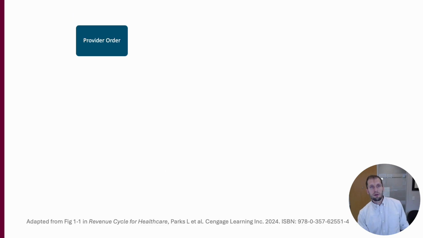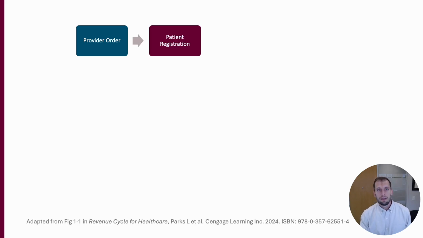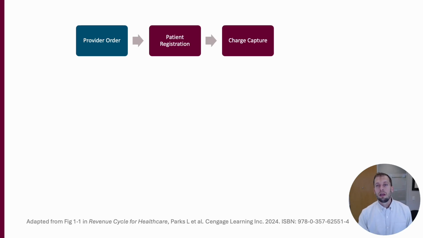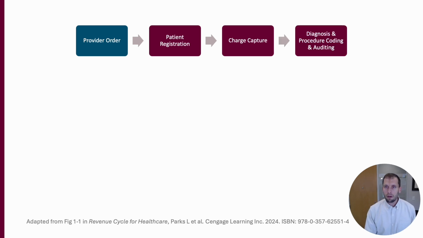Okay. So we can walk through it in a little bit more detail, and there's the process of providing the actual services. Okay, so this is what's taking place during the care. So you put in an order, let's say for a patient to get a particular procedure. They come in, they register. Okay, and then the charge capture. That's where we actually capture that, hey, this happened, and the service was provided, and now we're going to bill for it. Okay, we're going to go through the diagnosis and procedure coding and auditing.